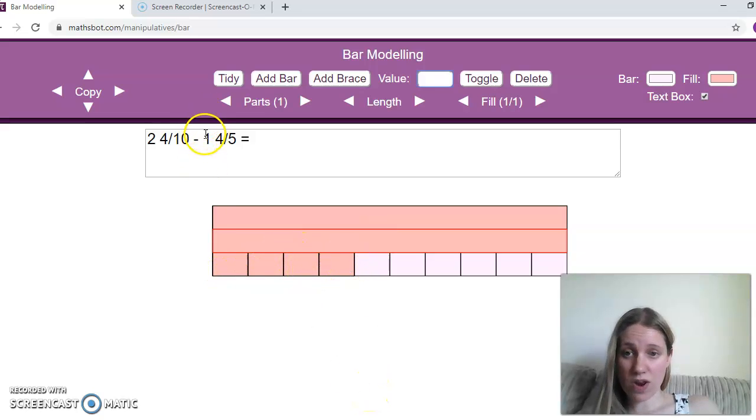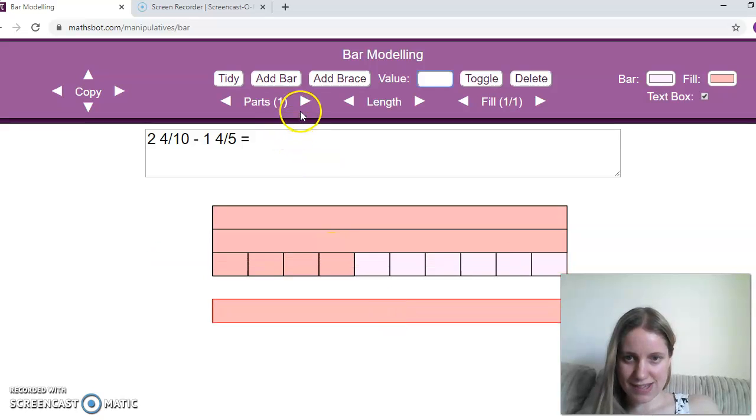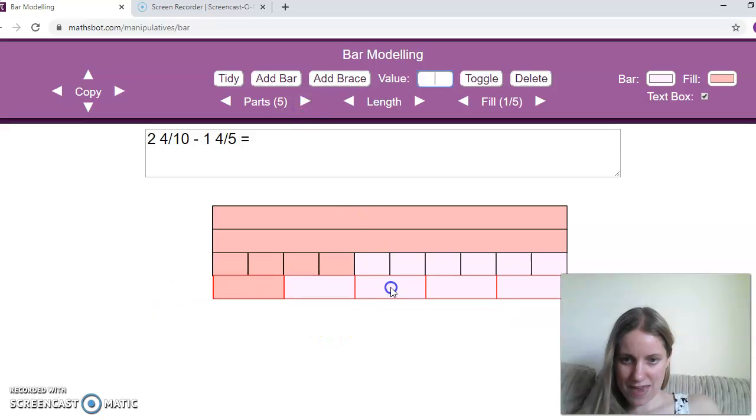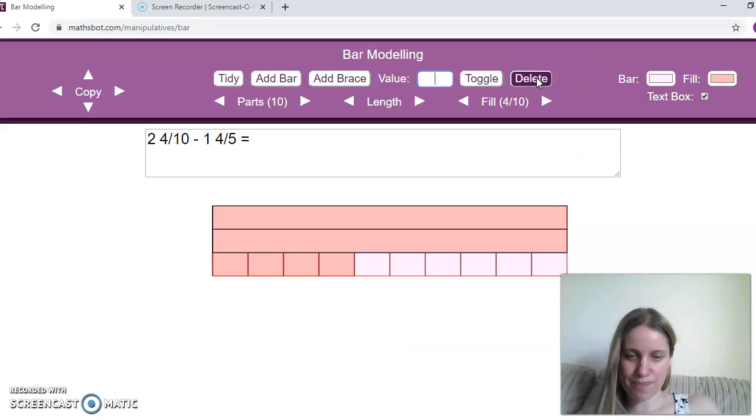Now I want to take away 1 whole and 4/5, but that's not so easy because my denominators are different. So I might just add a bar here just to help me to think about it. I'm just going to split it into 5 parts for a moment, just so I can see that fifth. And lots of us will know, because we're quite good with our equivalent fractions now, that 1/5 is the same value as 2/10. And I think the bar modelling app is really helpful here to show us that. So I've got my 2/10 is the same as 1/5. Right, I'm going to delete that one now because that wasn't part of my question.